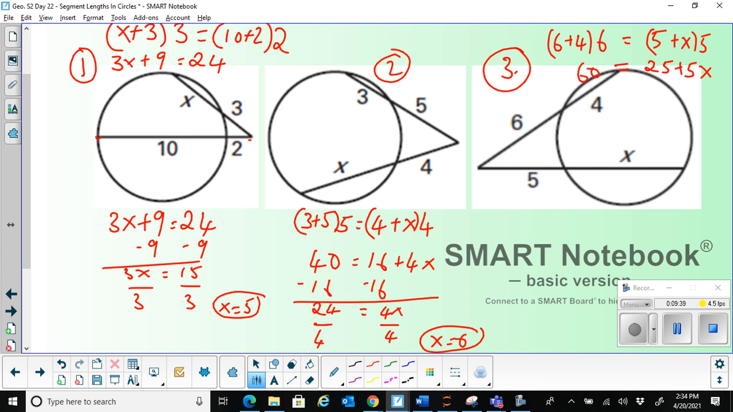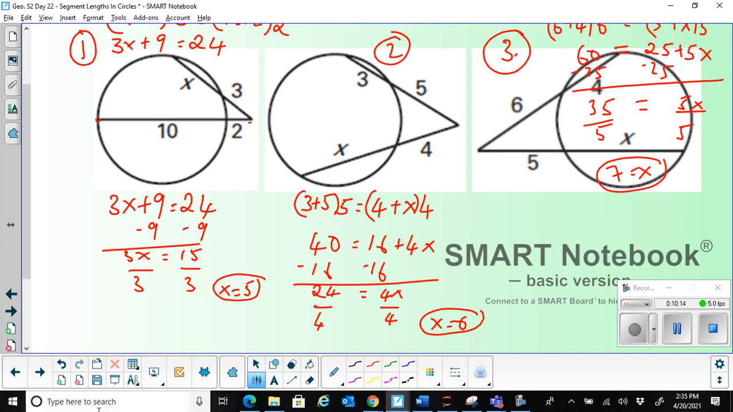Okay. Further subtract 25 on both sides to get 5x equals 60 minus 25, which is 35, and dividing by 5 on both sides, you get x equals 7. Okay, I hope this is clear. Let's move on to the next slide.